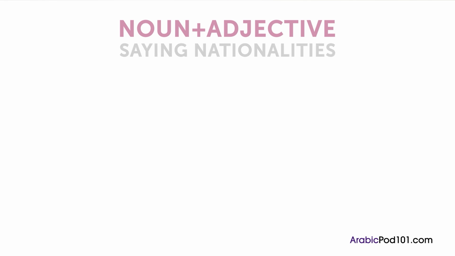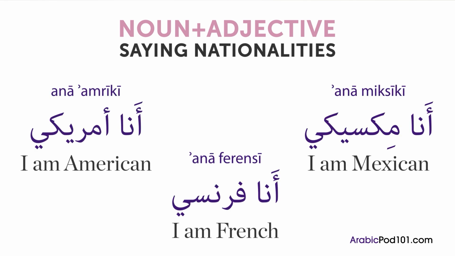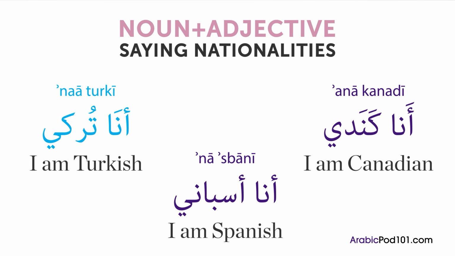Let's see how to say your nationality in Arabic first. أنا أمريكي. I am American. أنا فرنسي. I am French. أنا مكسيكي. I am Mexican. أنا تركي. I am Turkish. أنا أسباني. I am Spanish. أنا كندي. I am Canadian.